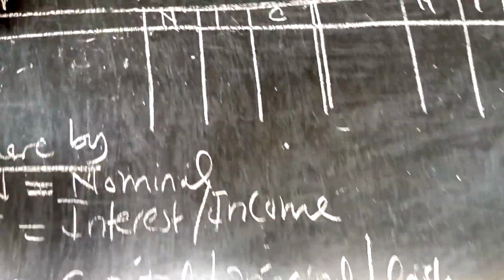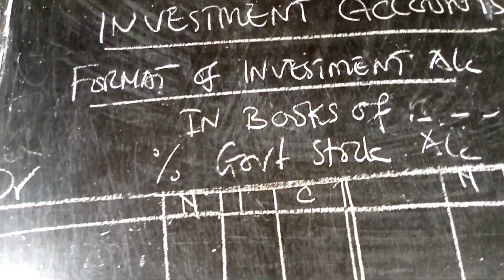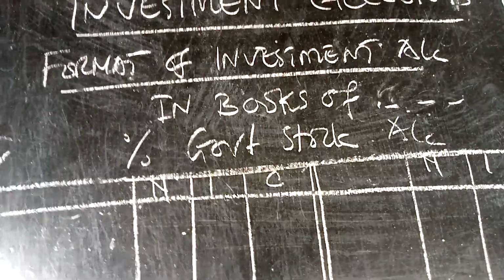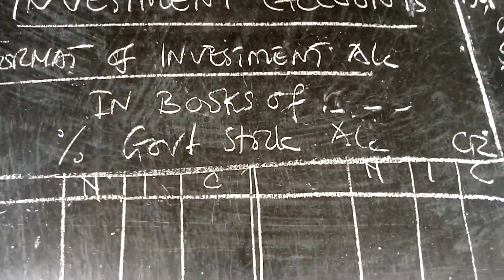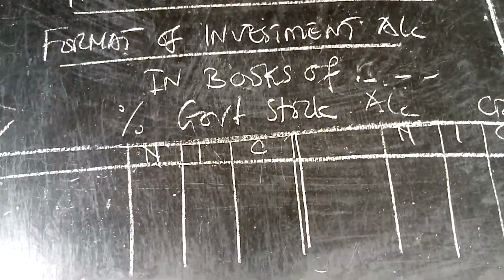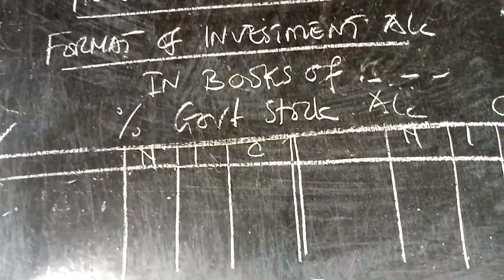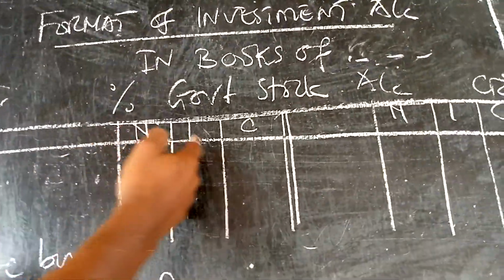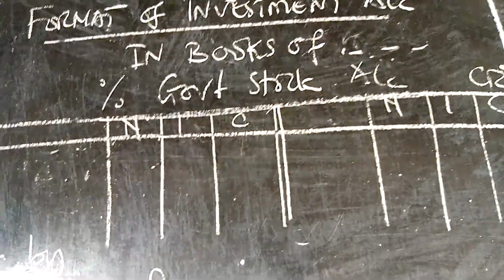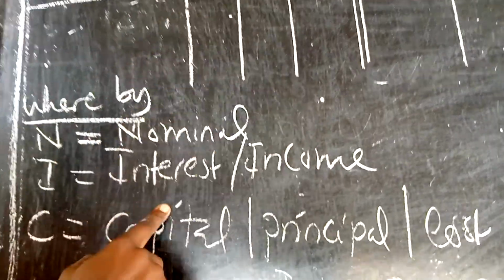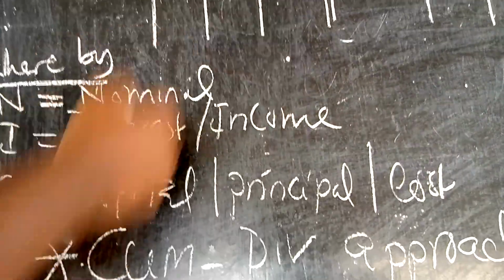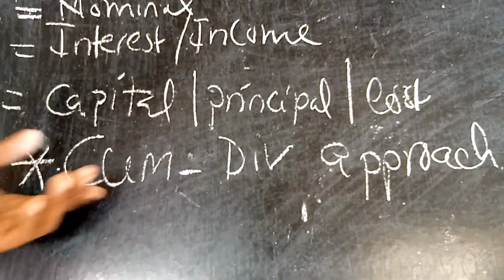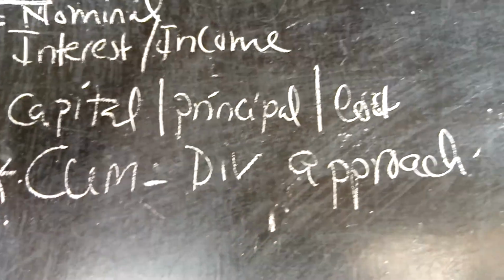Before that, let us see the format. This is the format of the investment account. You start with the name of the owner, company, or it depends. And here is the percent given for that kind of security. And we have on the debit and credit the same NIC: N stands for nominal, I stands for interest or income, and C stands for capital, principal, or cost. It depends on the book. And this is what we call the CUM DIV approach.